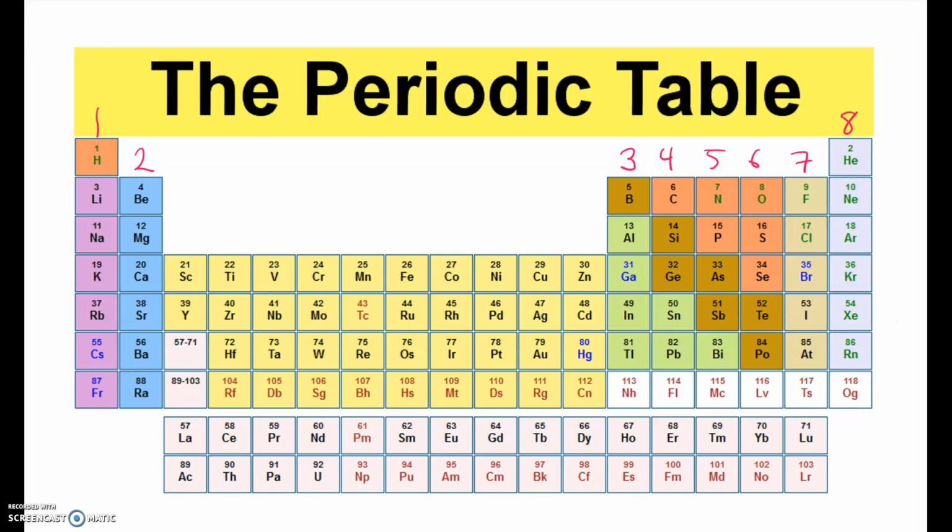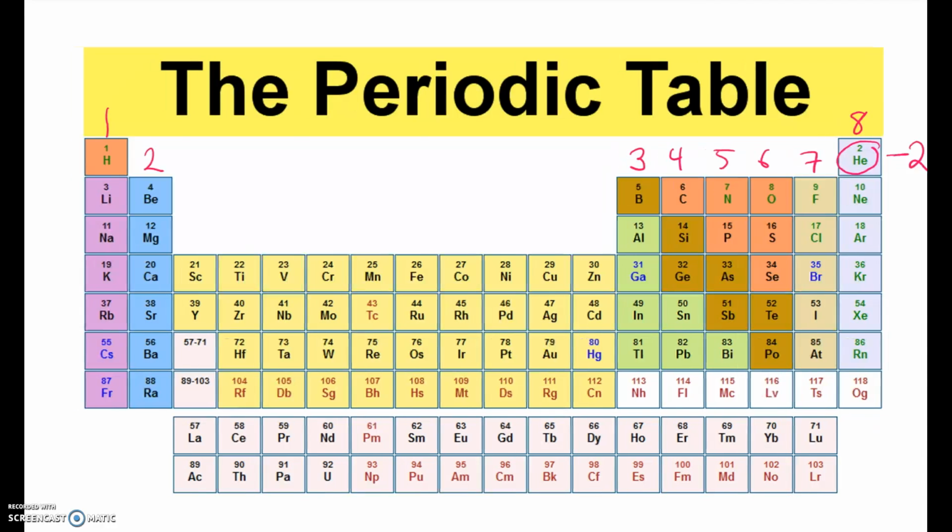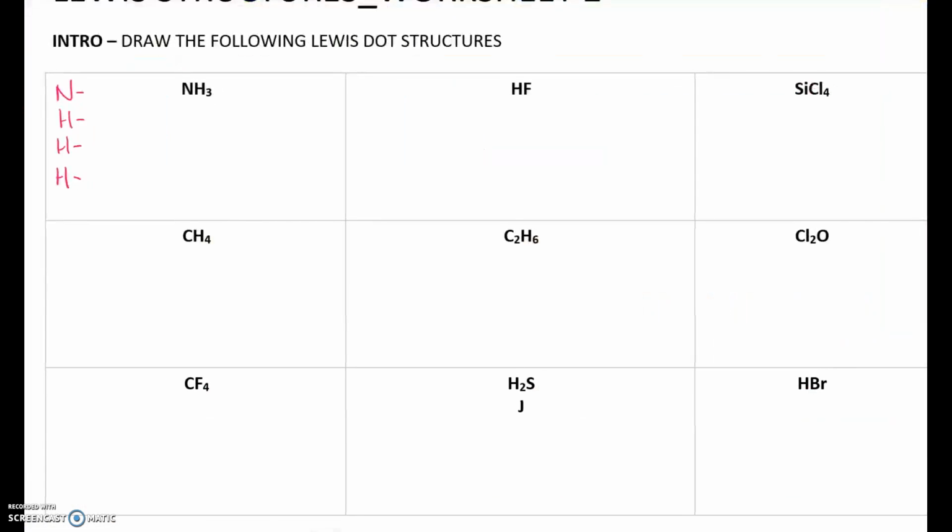The only exception to this is helium, which will only have 2 valence electrons. But everything else in this column will have 8 valence electrons. So we know nitrogen therefore has 5 valence electrons, and hydrogen has 1. So I'll write that down here. So there's 5, 1, 1, 1, and if I add those all up, that means I have 8 valence electrons total that I need to use in this structure.